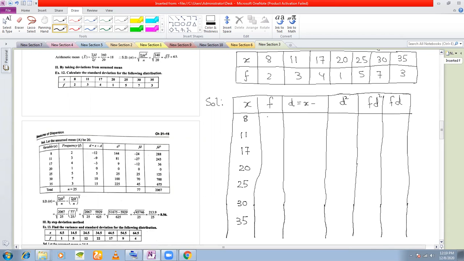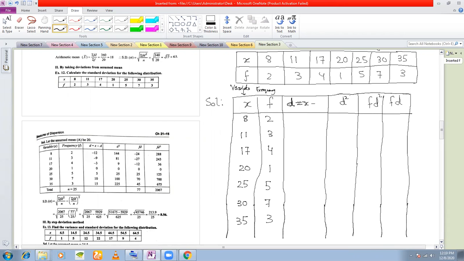Now we copy the frequency: 2, 3, 4, 1, 5, 7, 3. Remember, this column is also called the variate. This column is called the frequency. Now, what about taking deviations?